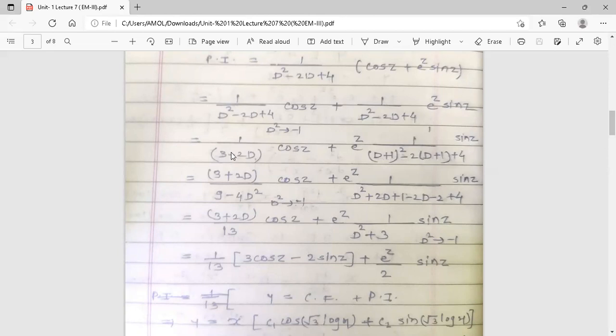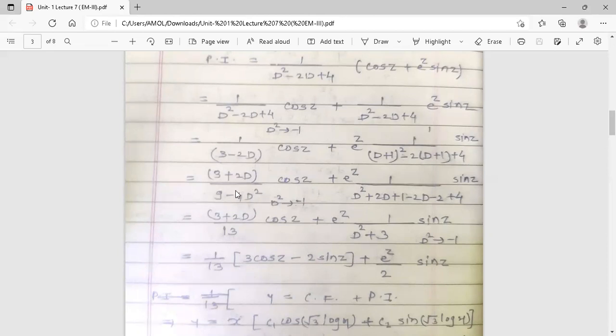Now the first term has denominator 3 minus 2D and the function is cos z. How do we solve for cos z? We always replace the terms of D squared and not D. Now there is the term 3 minus 2D. Since there is a subtraction of two terms, we cannot integrate cos z here. If there is a single D in the denominator, then we can easily integrate. But here the term is 3 minus 2D. Then how to remove this D from the denominator? Multiply and divide the term by 3 plus 2D, so the denominator is 3 minus 2D into 3 plus 2D.